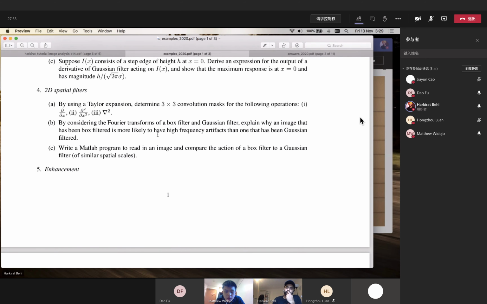So the last one was: write a MATLAB program to read in an image and compare the action of a box filter to a Gaussian filter.